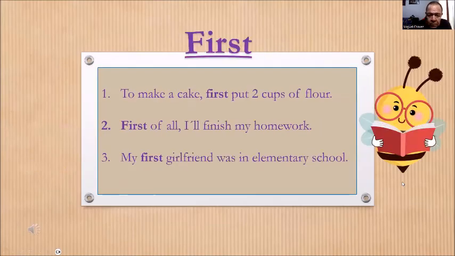First, this word helps you connect your ideas and clarify which action comes first. They make your discourse easier to understand. For example, to make a cake, first put 2 cups of flour. First of all, I'll finish my homework. My first girlfriend was in elementary school.